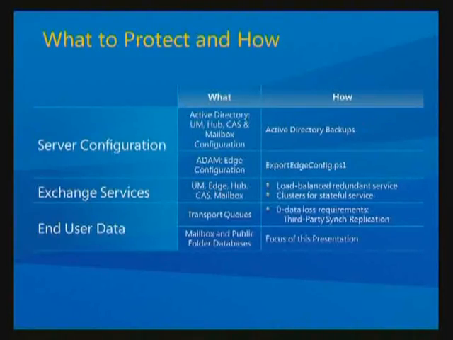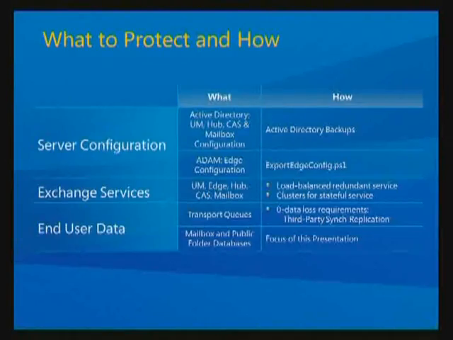The Exchange services, the Edge, Hub, and CAS, we typically think of those as load balancing, or mostly concerned about the service. There's not a lot of state. In the hub, there are some queues, but that state is very transitory. It changes very, very quickly. The mailbox, because it's so stateful, because that is where your primary data is, we look at clustering for that.